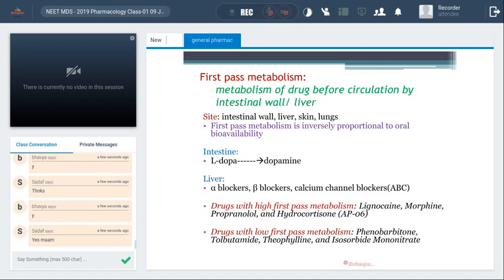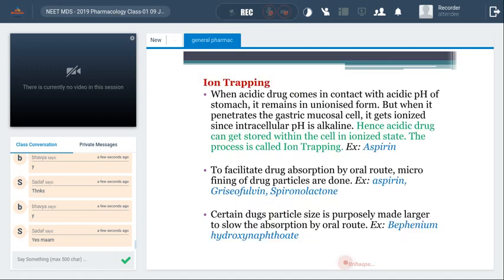Then drugs with low first pass metabolism, like phenobarbital, which means most of it enters the circulation. Phenobarbital, which is a barbiturate. Then you have tolbutamide, you have theophylline, you have isosorbide mononitrate. Tolbutamide is an antidiabetic drug which is not used anymore. You have theophylline, which is a bronchial asthma drug, and you have isosorbide mononitrate, which is a nitrate used in the treatment of angina. Clear? So these are the standard examples for drugs which undergo metabolism in the intestine, in the liver, drugs with high first pass and low first pass.